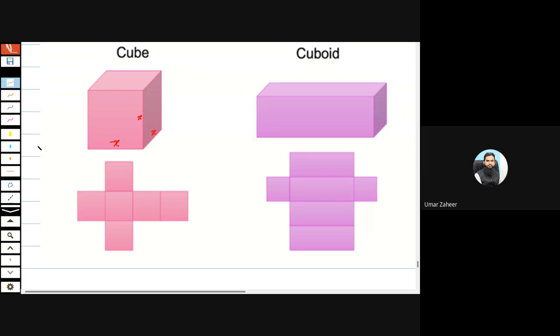How many faces are there? There are six faces: the bottom, the top, the front, the back, the left side, and the right side. So this is your base. This is your back side when you open it. This is your left side, this is your front, and this is your right side.